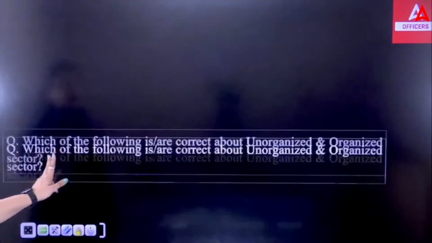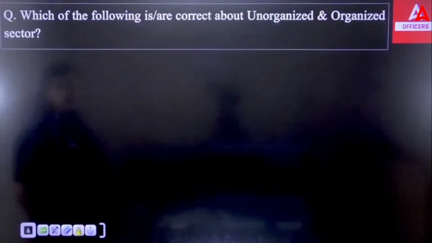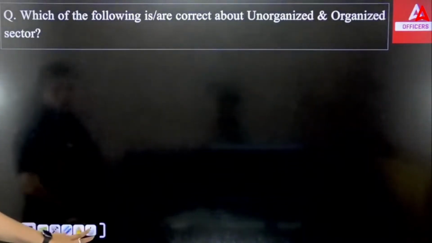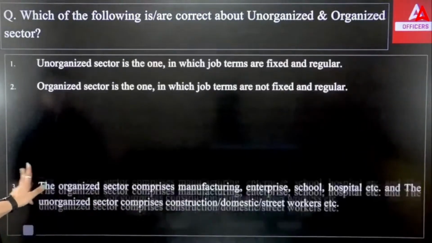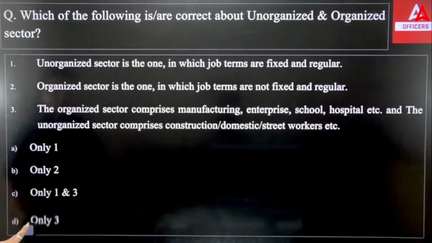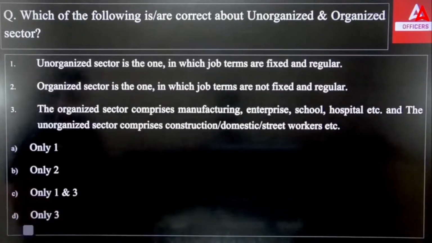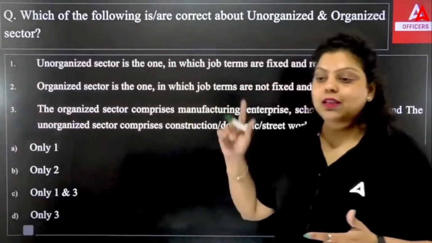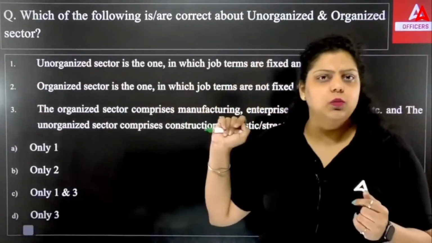Now next we have, which of the following are correct about the unorganized or organized sector. So there are organized and unorganized sectors also. We have to answer which of the following is correct for both. First of all, let's discuss the options, the statements, and then I will let you know what is the unorganized and what is the organized sector.